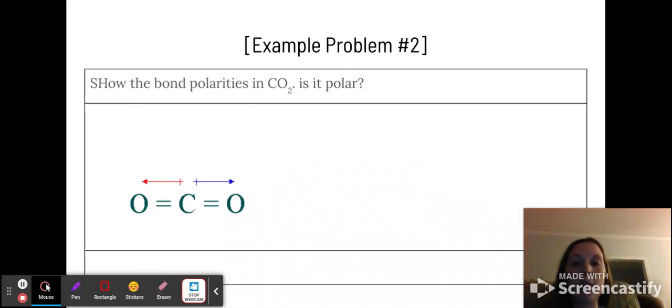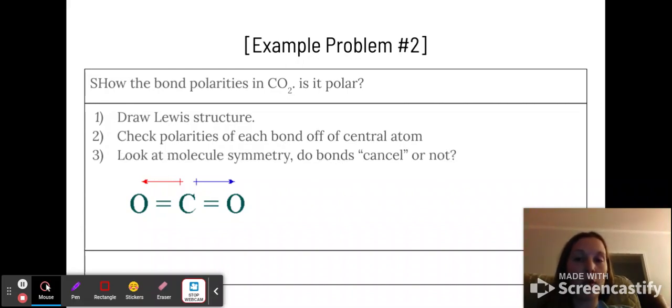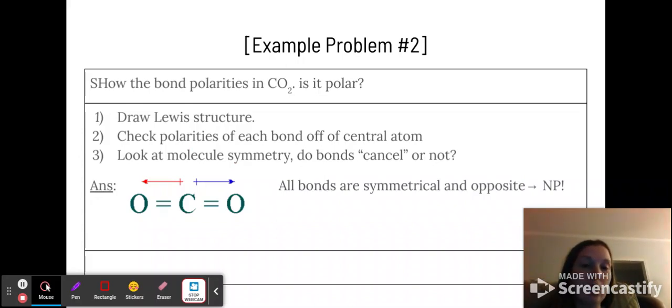So show the bond polarities in CO2. Is it polar? So I've got my picture right here, but let's go through the steps. You would draw your Lewis structure, so you see that here. You'll check the polarities of each bond off the central atom. So we've got that the central atom is less electronegative than the oxygen, so they're pointing both outward. Look at the molecular geometry or symmetry. Do the bonds cancel or not? And in this case, they absolutely do cancel. So the bonds are symmetrical and opposite. CO2 is nonpolar.